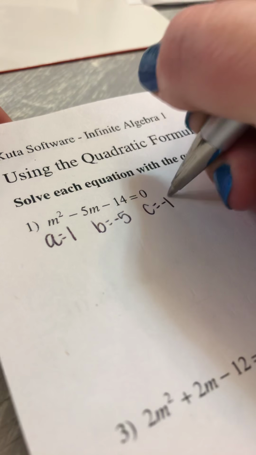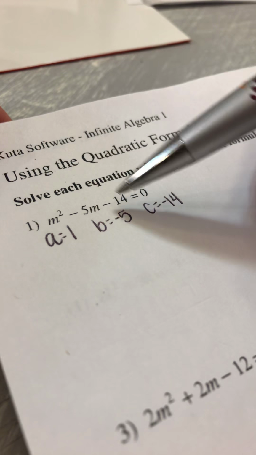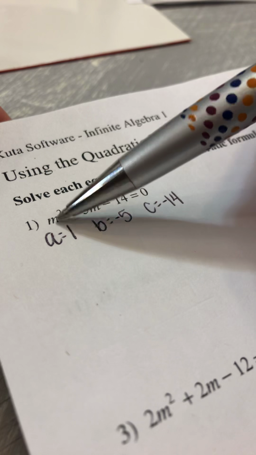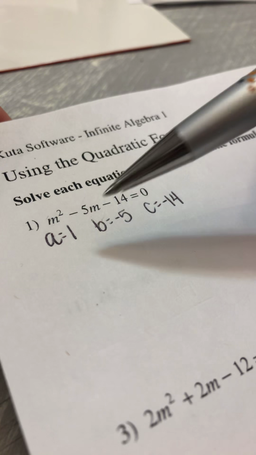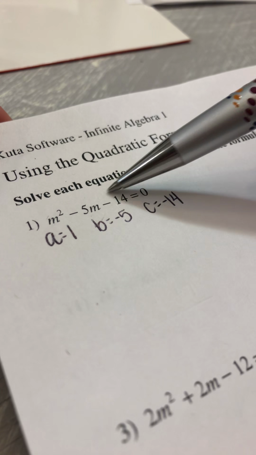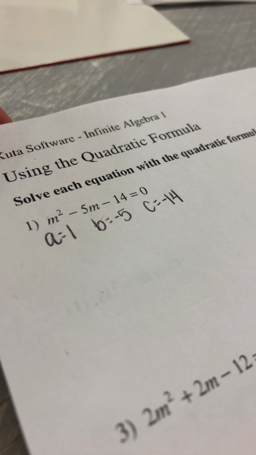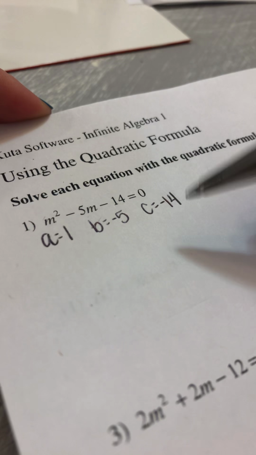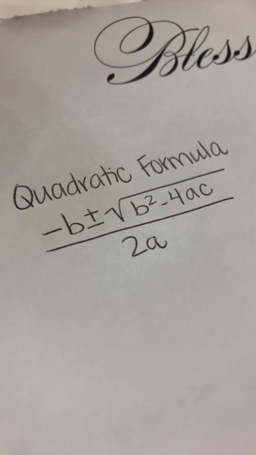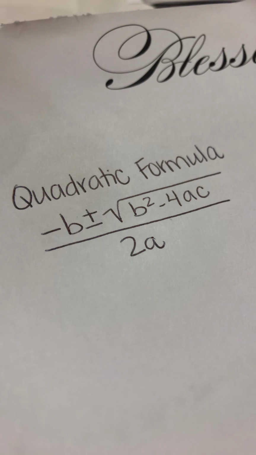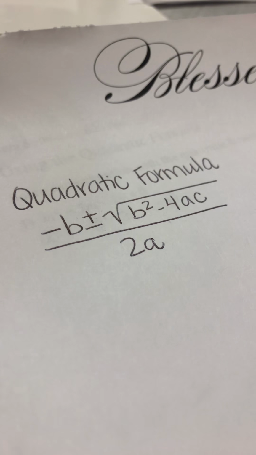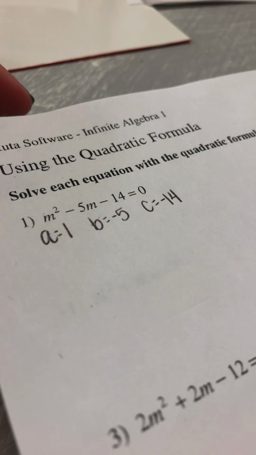So first things first, like we did with factoring, write down your A, your B, and your C. In this trinomial, in this equation, A is 1, which is the coefficient in front of your m squared, B is negative 5, which is the coefficient in front of m, and C is negative 14. So all you have to do is take that A, B, C and substitute those values into this formula. A, B, C. That's it. Okay?